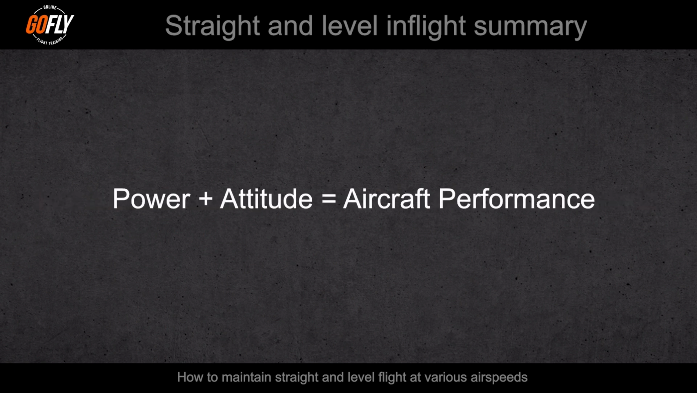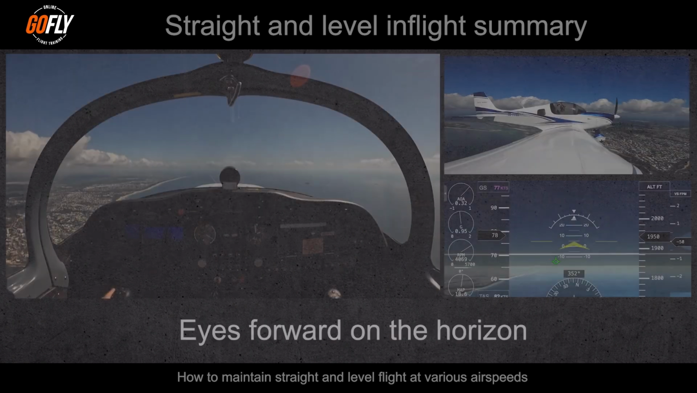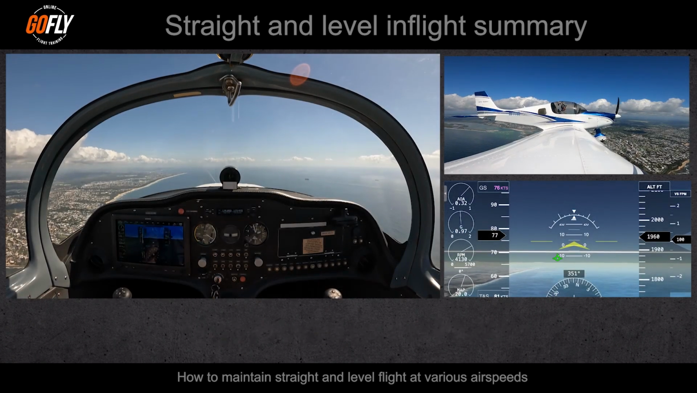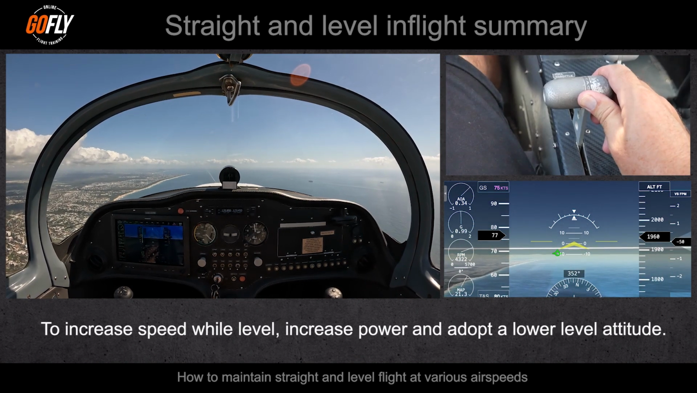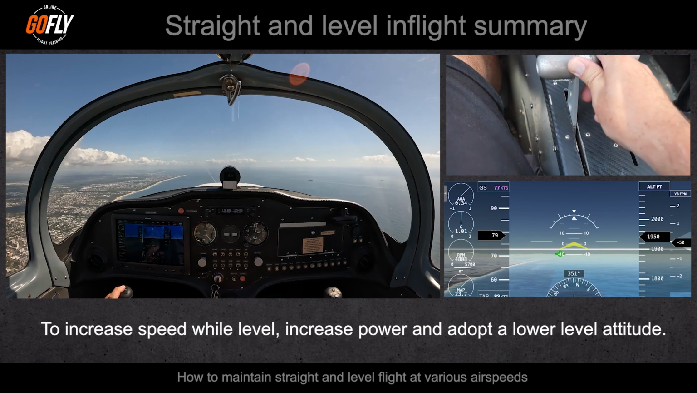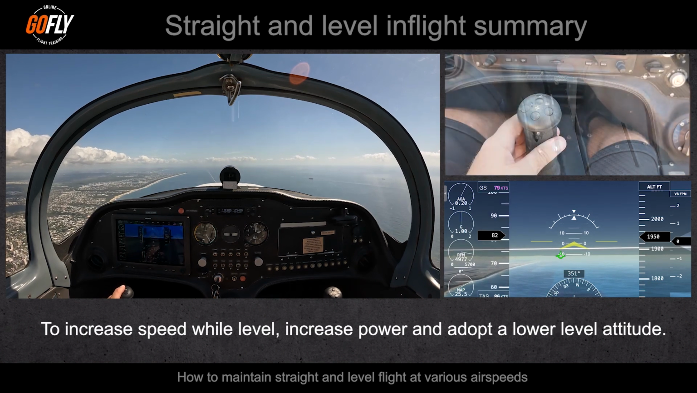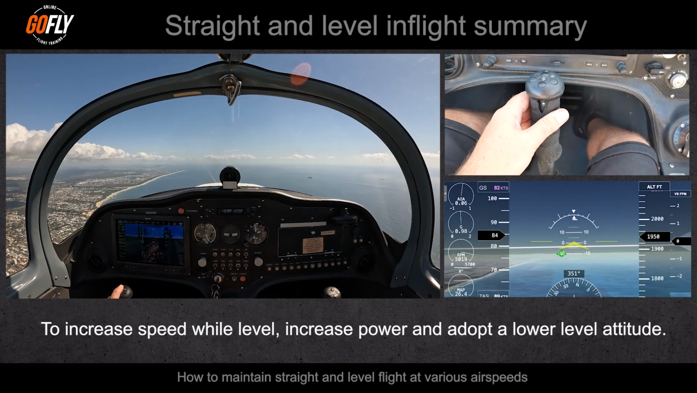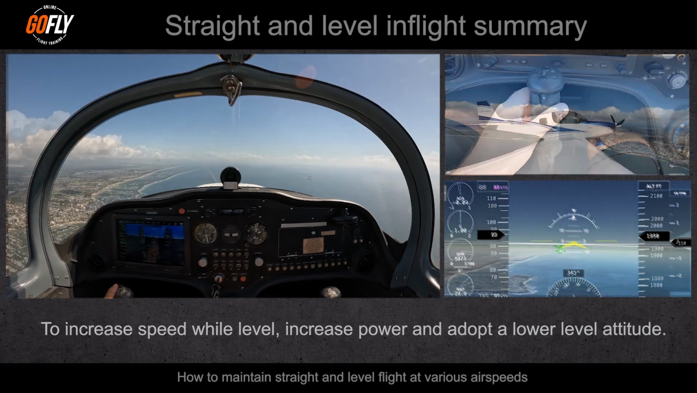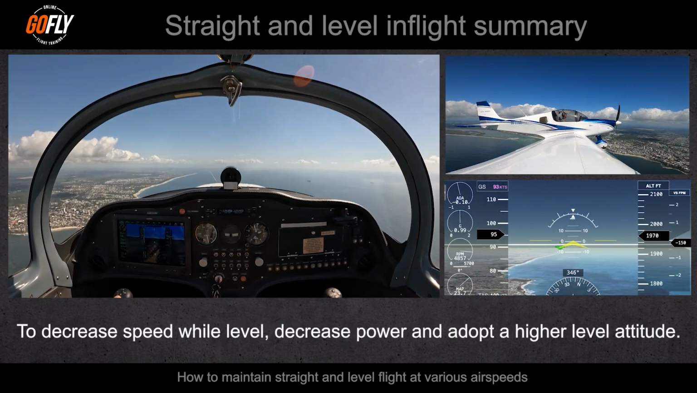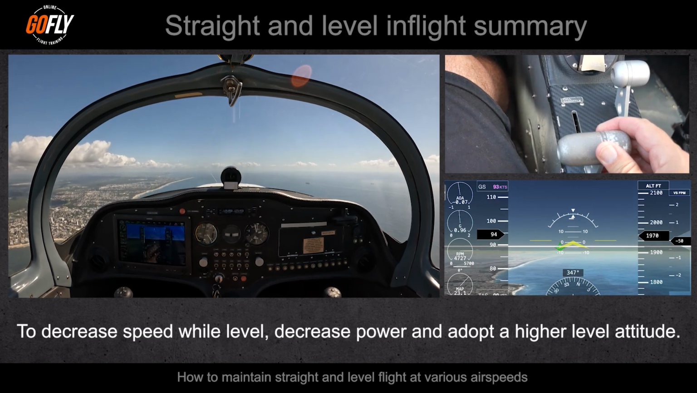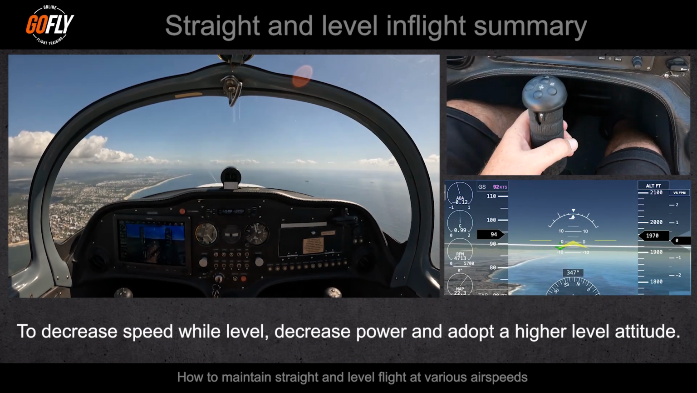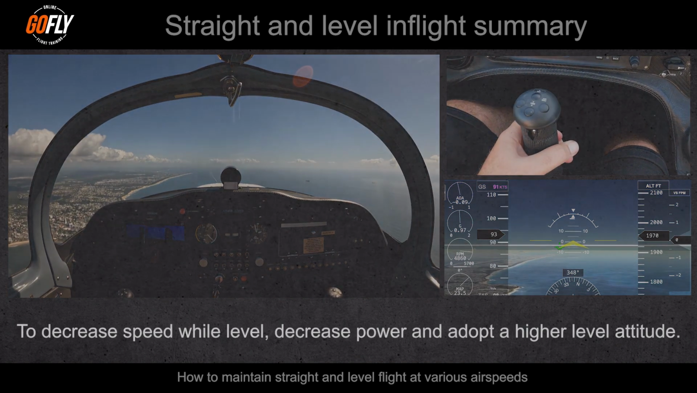Remember that power plus attitude equals the aircraft performance. Eyes forward on the horizon. As a general rule, if we are increasing our speed while maintaining level flight, then power will need to be increased and the controls gently moved forward to adopt a lower level attitude. If we are decreasing our speed while maintaining level, we'll need to decrease the power while moving the controls gently rearward to adopt a higher level attitude.